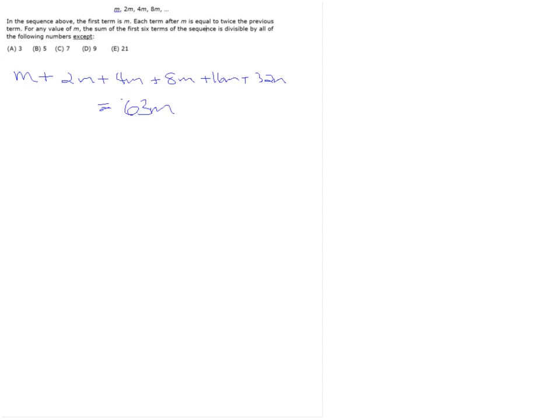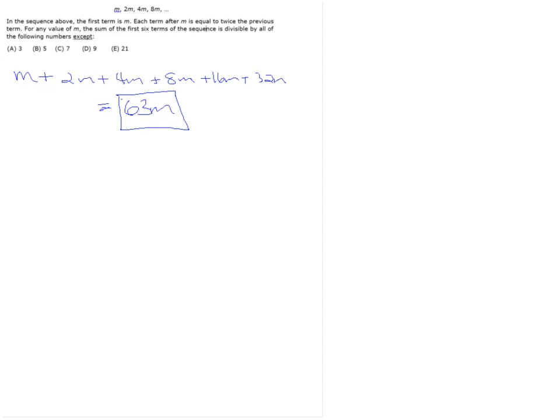So students tend to say, well, great. Why is that important? Well, it tells you something really important. If something is 63m, and m is an integer here, well, it tells us that the sum of the first 6 terms must be a multiple of 63, because 63 times any integer is a multiple of 63.